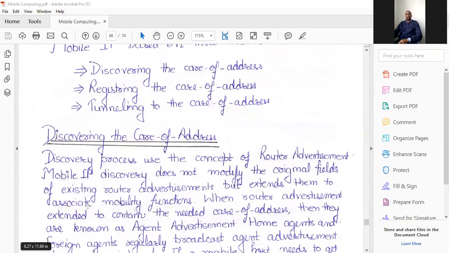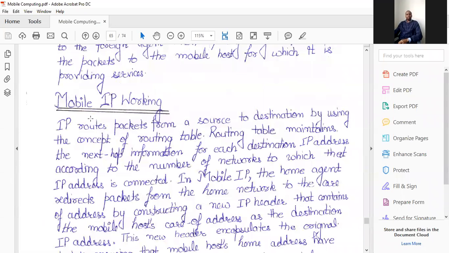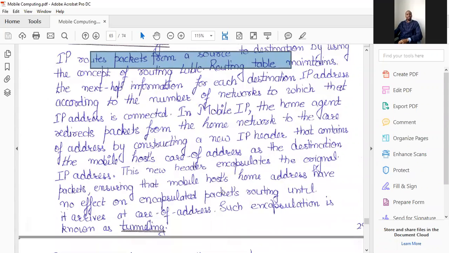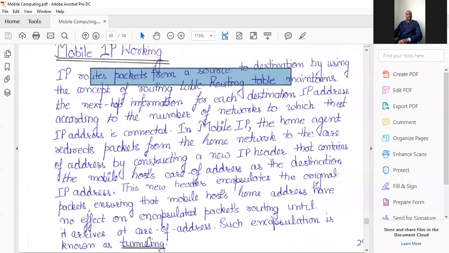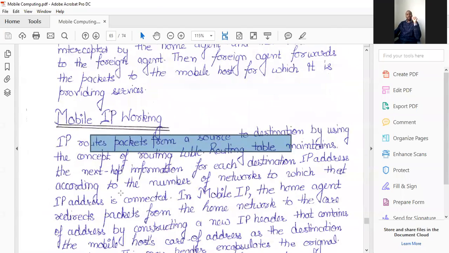Okay, so the mobile IP therefore is based on the following mechanisms. Number one, routing of the data packets. Number two, encapsulation of the data packets. Number three, identifying the foreign agent. Number four, assigning a care of address. So those are the mechanisms for mobile IP. Number one, routing. It uses a routing table, right?